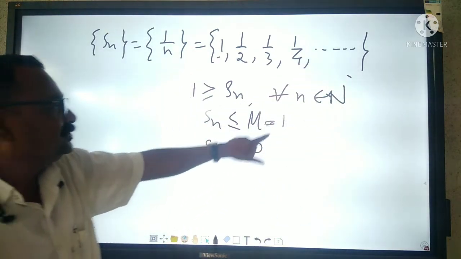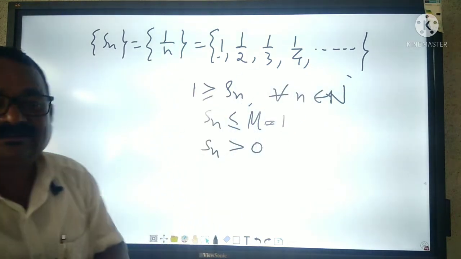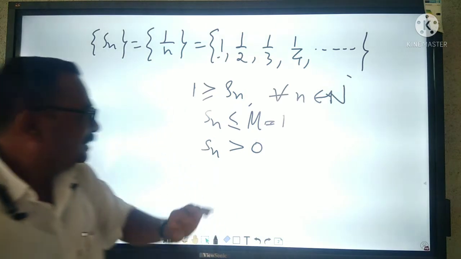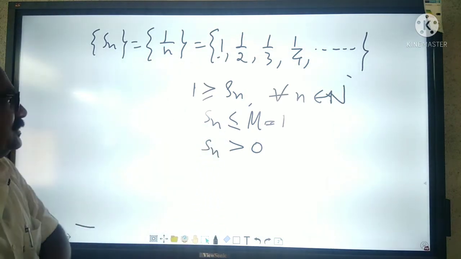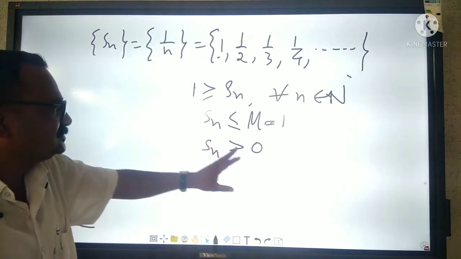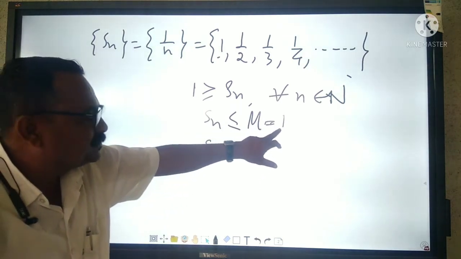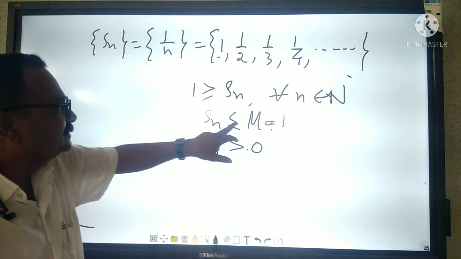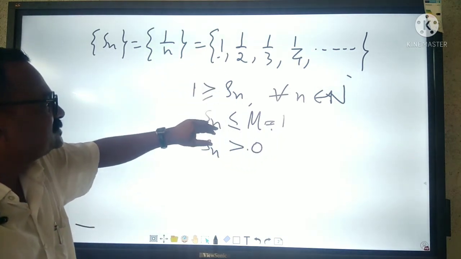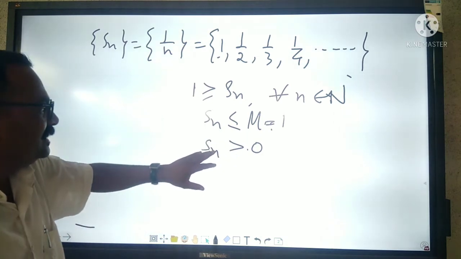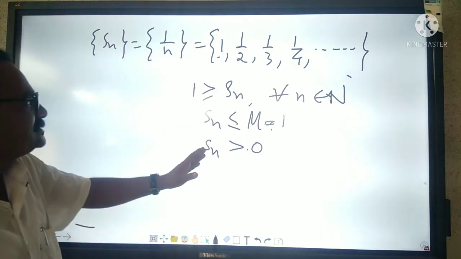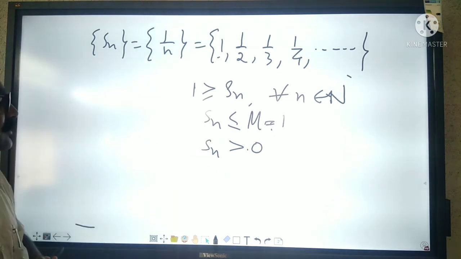See that 0 is not a term in the sequence, but Sn is greater than 0. So Sn is less than or equal to 1, and Sn is greater than 0. The meaning of that is each term in the sequence is less than or equal to 1, so this is bounded above by 1. And each term in the sequence is greater than 0, so we can say that it is bounded below by 0.